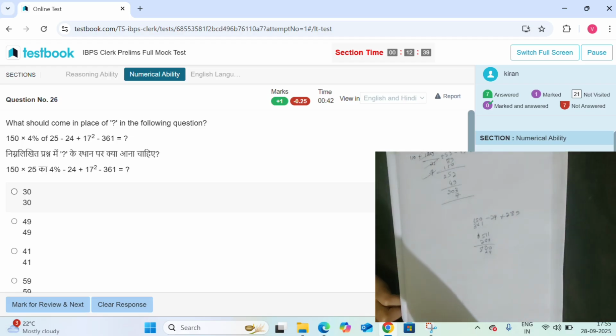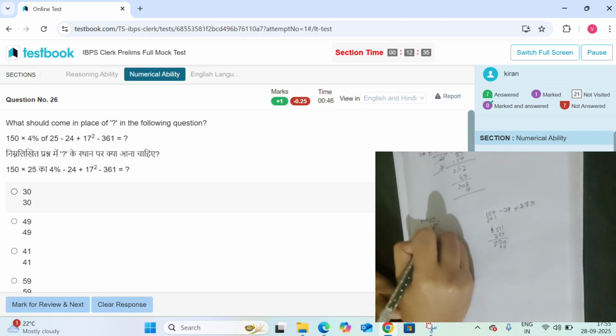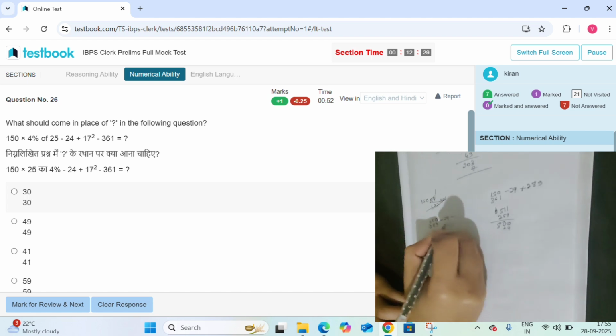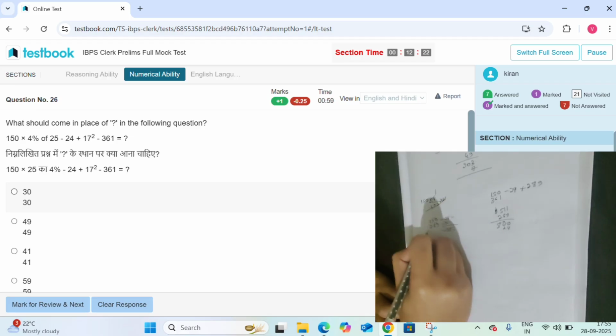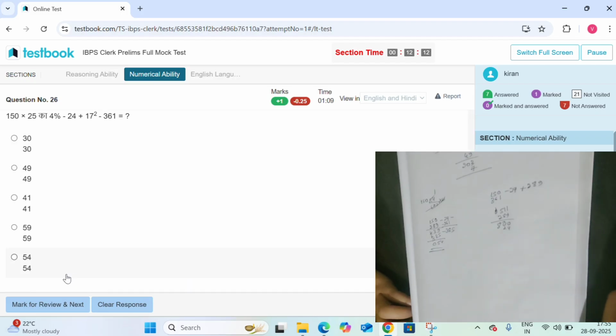What is wrong with you? 150 into 4% of 25 years. 150 minus 24 plus 289 and minus 361. Minus 361, that is minus 385. Okay, 9 and 13. 3, 4, 439 and 385, that is 4, 13, 2, 5, 0, 54. Yes.